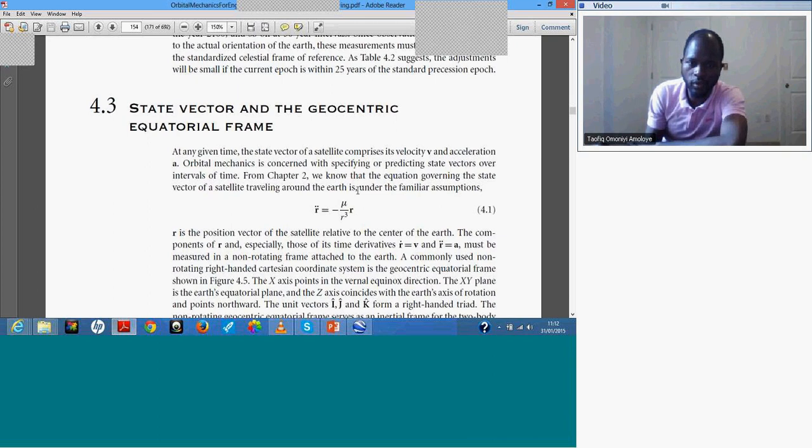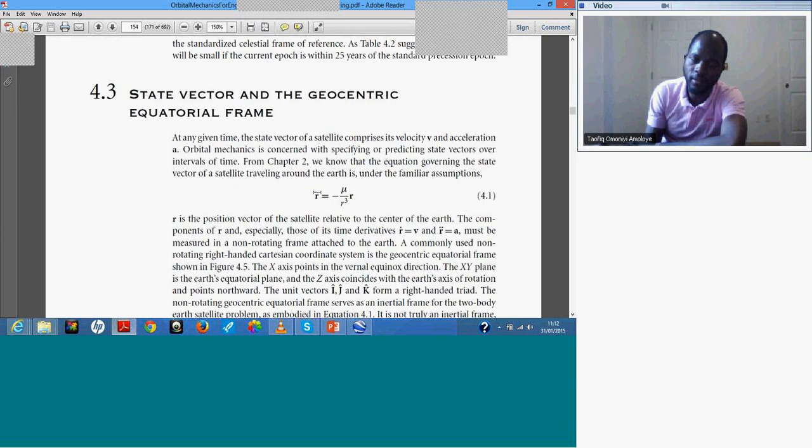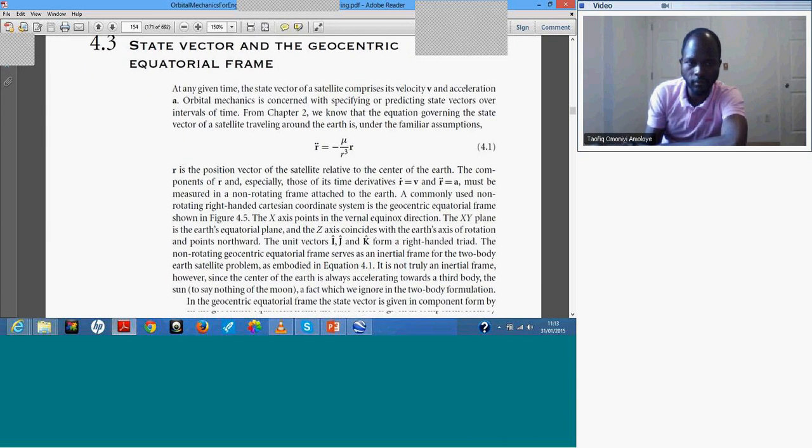So, think about the assumptions. I'm not going to state them now, but you know the assumptions, and think about them and see if you are very comfortable with them and understand them. This is the familiar two-body equation from orbital mechanics 1, and r double dot is just the acceleration vector. That is r, the position vector, where r here is the magnitude of the position vector, and mu is the gravitational parameter of the dominant gravitating body in the two-body system.